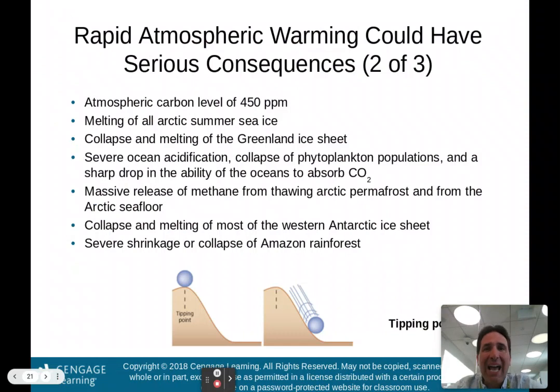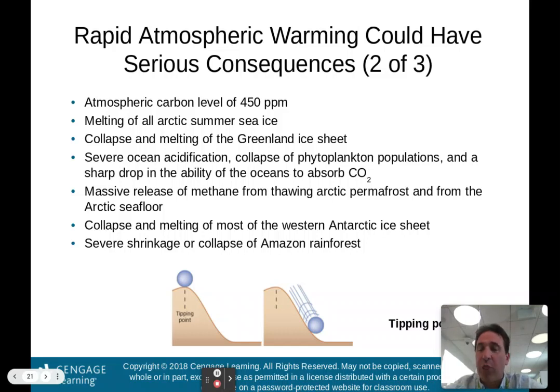So rapid atmospheric warming could have serious consequences. Again, if we get that atmospheric carbon over 450 parts per million, we're in trouble. That's your tipping point. You could have the melting of all Arctic summer sea ice, the collapse and melting of the entire Greenland ice sheet, severe ocean acidification, which would mean a collapse of phytoplankton populations, the bottom but most important part of the ocean food web, and a sharp drop in the ability of the oceans to absorb any more carbon dioxide. Massive release of methane from thawing Arctic permafrost and from the Arctic seafloor.